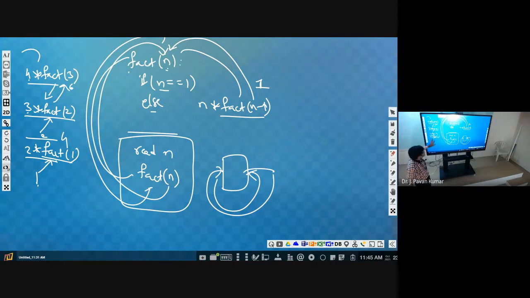Got it? So if you understand this basic procedure, I will explain in detail how we can keep track of that. See, first 4 into fact of 3, then 3 into fact of 2, 2 into fact of 1. Then it has to come back in the same way, right? However it goes, it has to come back in the same way. It is like you consider, in your mobile, WhatsApp will be there, right?